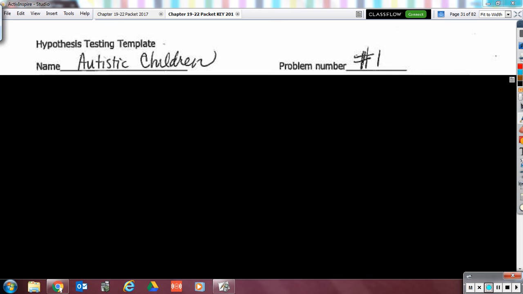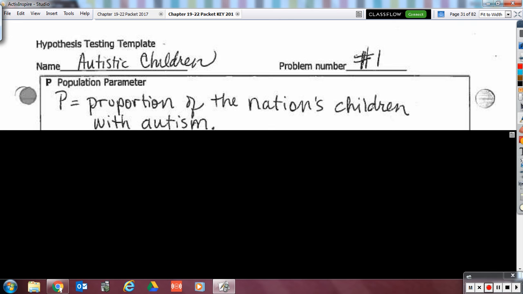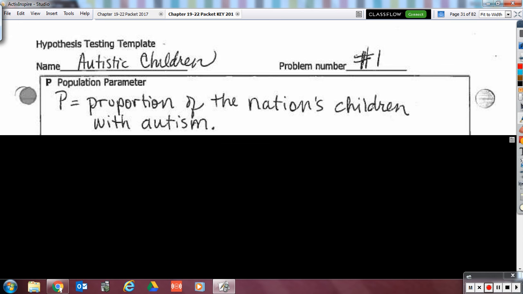Let's go ahead and go over what you got. See how you did. Okay, so this problem is about what parameter? What parameter are we talking about? Good. The true proportion, or the proportion of the nation's children that have autism. And we're starting off by saying that it's the same as it was in 1980.